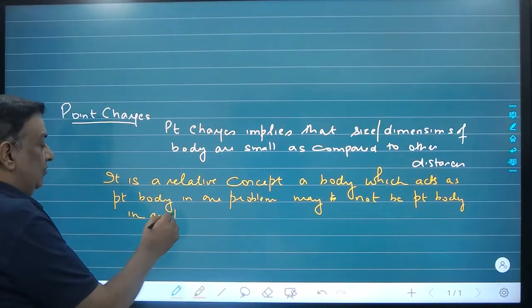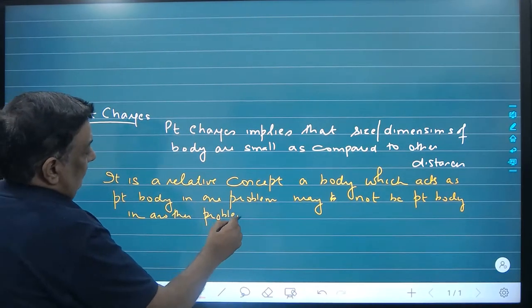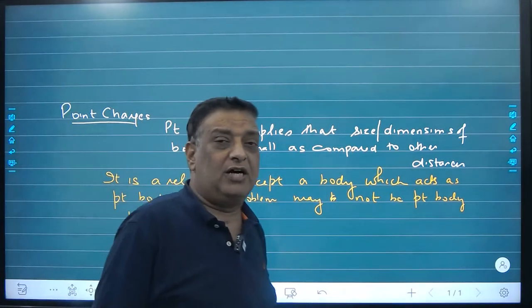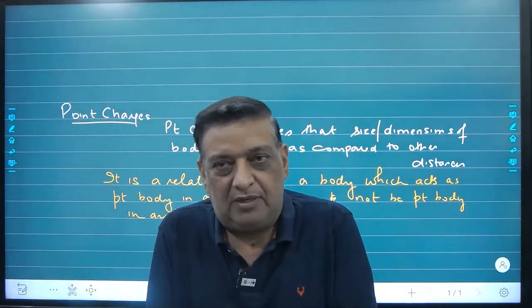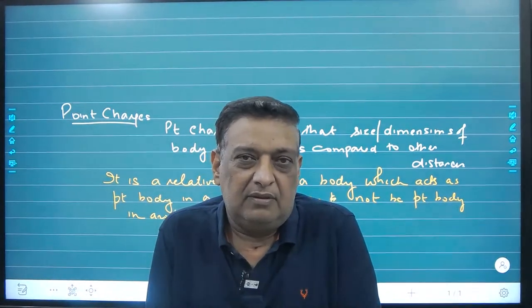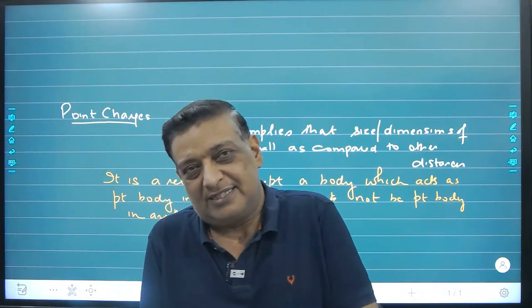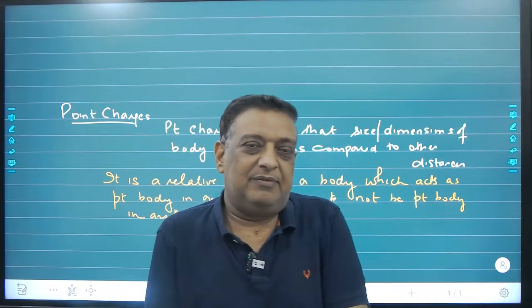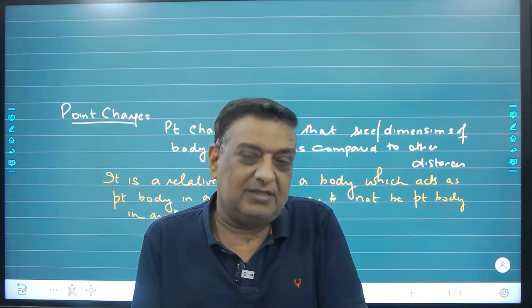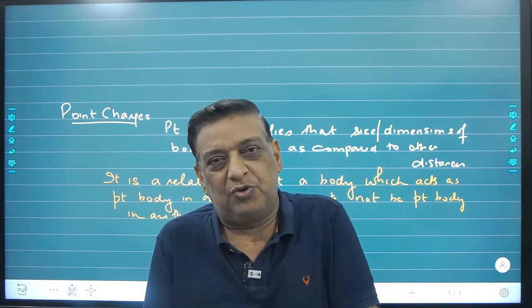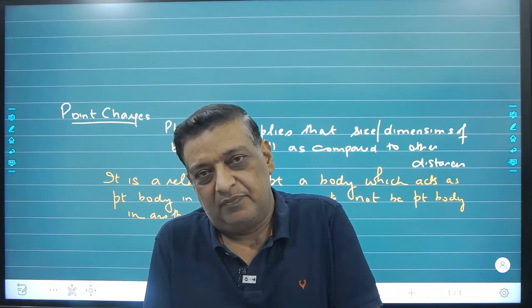For example, say if you have two charges of the size of a football, if they are placed on a table, then we cannot assume that they are point charges because, as compared to their size, the distance between them is not very large. But if the same two charges of the size of a football are placed a few kilometers apart, you can assume they are point charges.